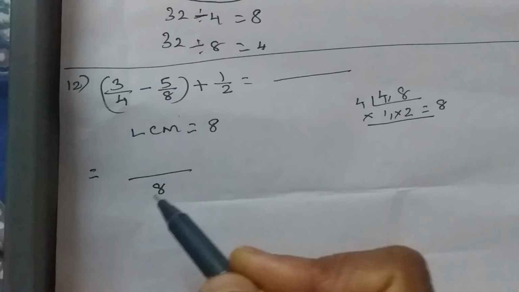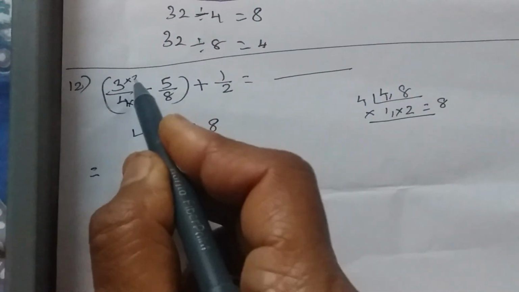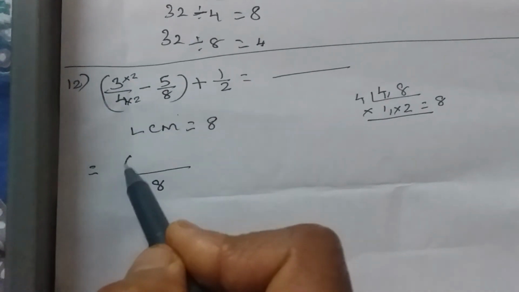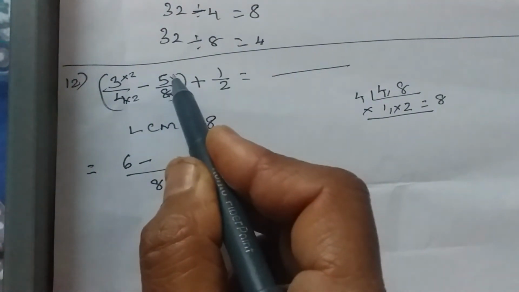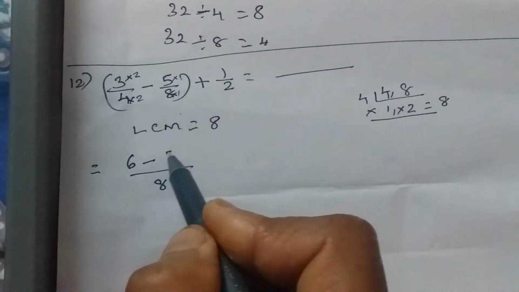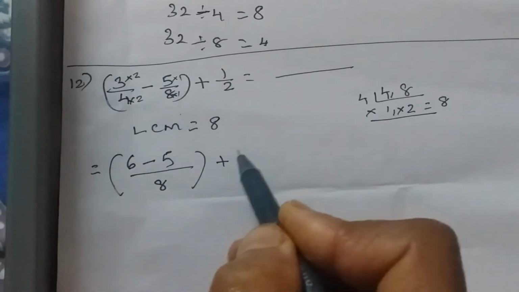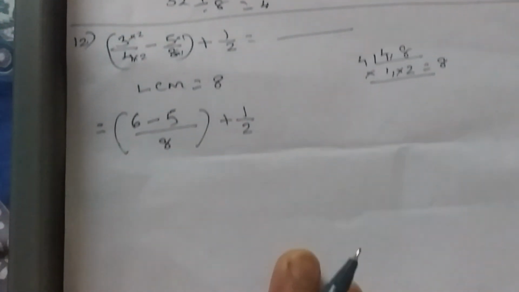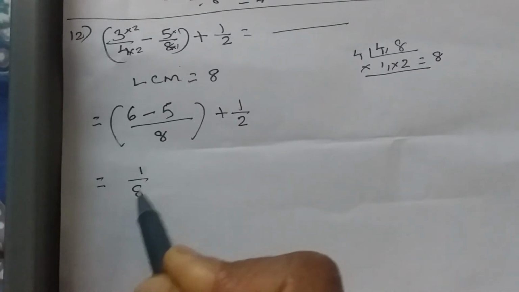The LCM is 8. 4 is multiplied by what number? 2. Multiply the numerator also by 2. 3 twos are 6, minus 8 into what gives 8? 8 ones are 8. Multiply the numerator also by 1. So it is 5. The bracket is not yet removed. Plus, what is the next number we have? 1 by 2. Now within the bracket, what is 6 minus 5? It is 1 by 8 plus 1 by 2.